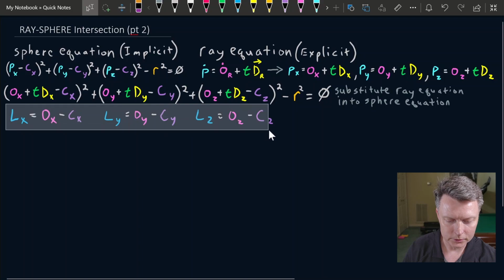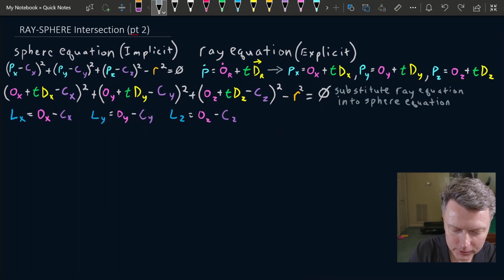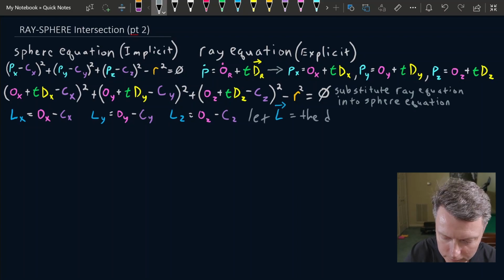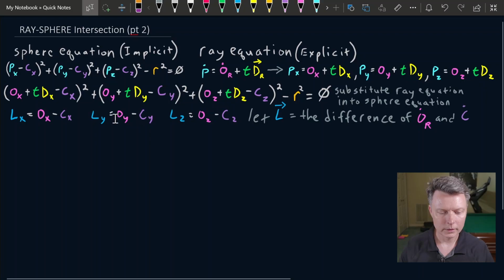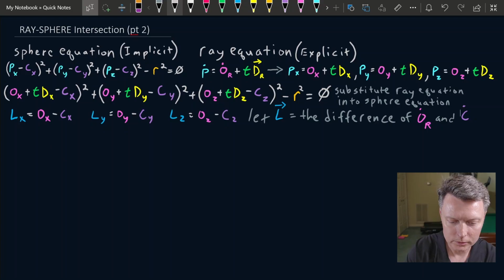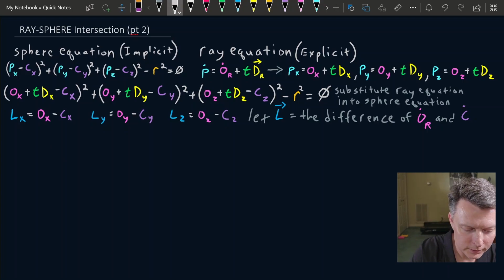I'm going to shrink these down just a little bit. And I'm just going to make a note here. Let vector L equals the difference of point O of the ray and center point C of the sphere. So now that we've done this subtraction and stored it in a new variable, we can simply rewrite these brackets as Lx plus T dx. And then that'll make it just two terms inside the parentheses that we have to deal with when we're expanding these brackets. So let's go ahead and see how that looks now in its new form.